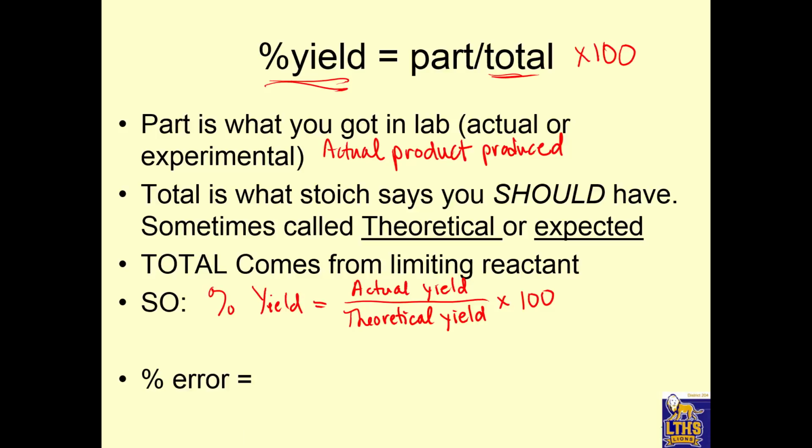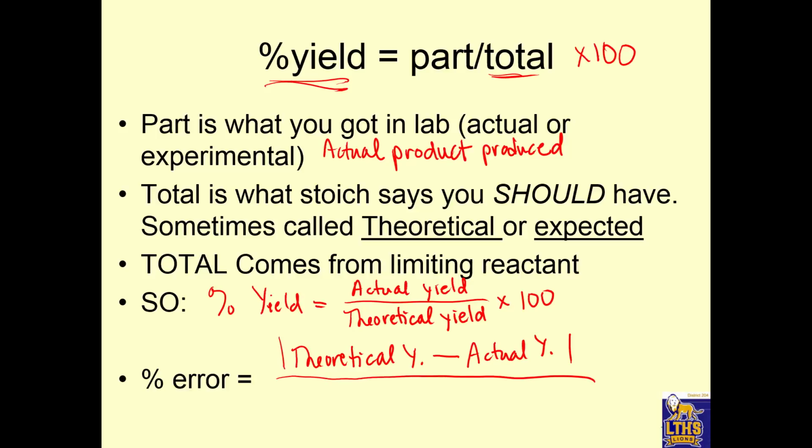So you might be saying to yourself, what is this new thing, percent error? Well, if you know what you should get from stoich, that's the theoretical yield, and you subtract off the actual yield, making sure you use absolute value, divide by the theoretical yield, which you should have gotten if everything worked perfectly, and then multiply by 100, then you're finding how far off you were.